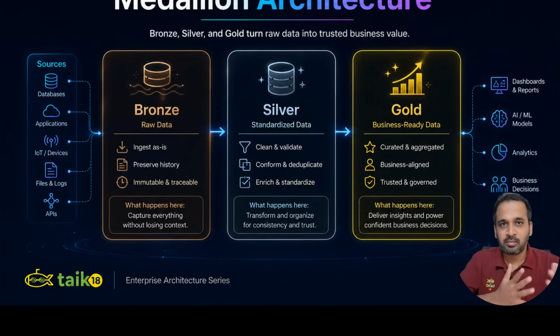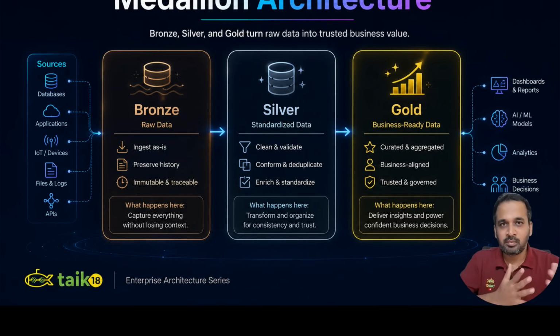The bronze layer is usually the first layer of the platform. This is where data lands from source systems. The goal of bronze is to preserve data close to the way it arrived. For example, CRM API responses may land as raw JSON. ERP extracts may land as source-aligned tables. Files may land with file metadata. CDC events may land with insert, update and delete indicators. IoT events may land with event timestamps.